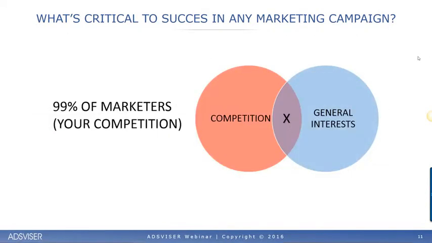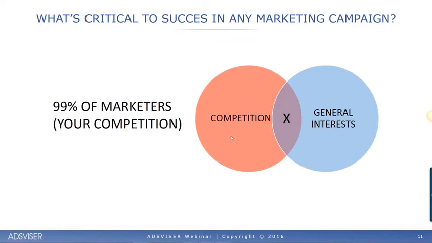Again, all these slides, guys, are very important because you need to understand the concept behind what I'm trying to say. This is what your competition looks like. Let's say there are other marketers out there doing Facebook. 99% of marketers, your competition, are in this central area here. What they do is go into Audience Insights and type in the most common thing they can think of. So it's competition and general interests. This is not where you want to be.